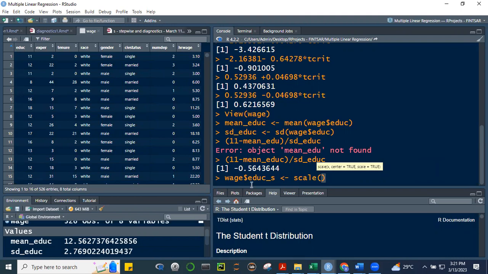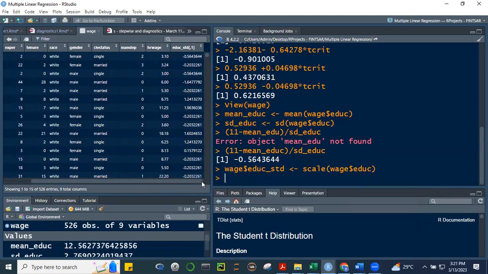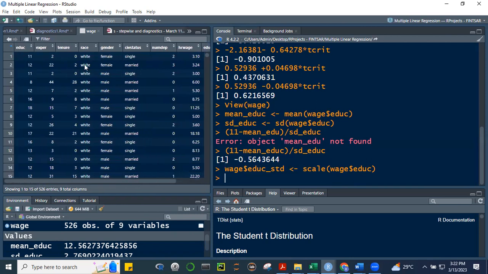So here I'm creating an object, wage. In wage, I'm inserting this education standardized, let me call it STD, and it's actually the scale of wage$educ. So let's see what happens to this one. Control Enter, and then you now have this. Education standard, negative 0.56, right? So there you go. You'll have different standardized values, and then you can use this as your variable and regress hourly wage on it. The value that you will get there is your beta, or your standardized regression coefficient.